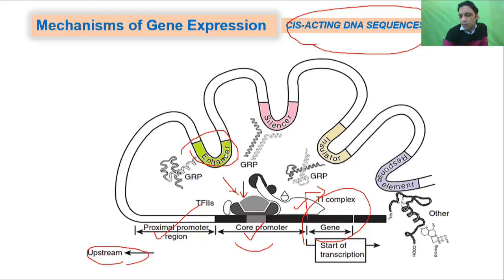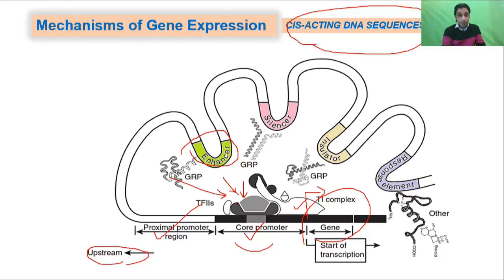It's supposed to be very far, but because of the three-dimensional architecture of the DNA, this is actually present in a very close vicinity of the core promoter region. And it can bind with another protein, and that protein can push the transcription initiation complex to proceed at a faster rate. And that is why enhancers are eventually able to push the expression of a certain gene.